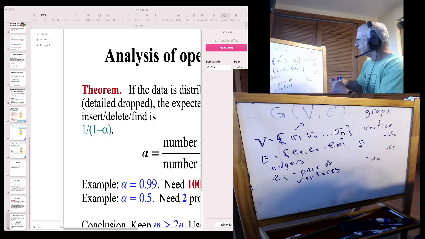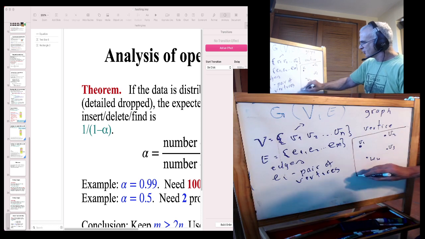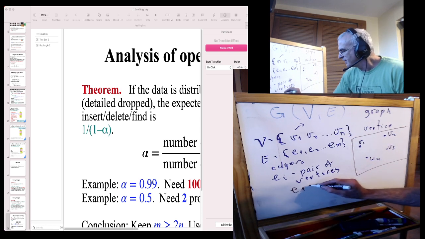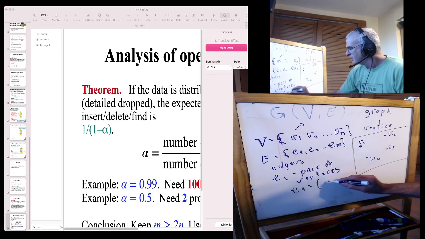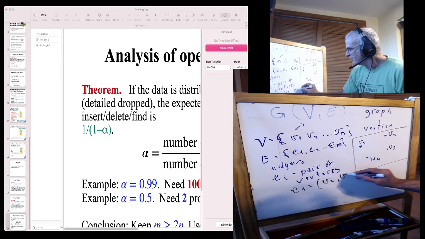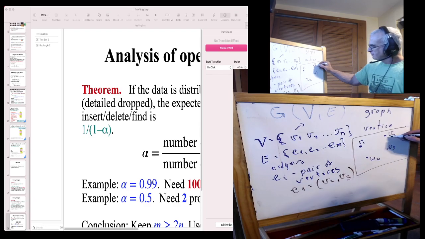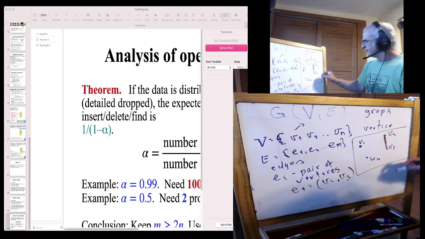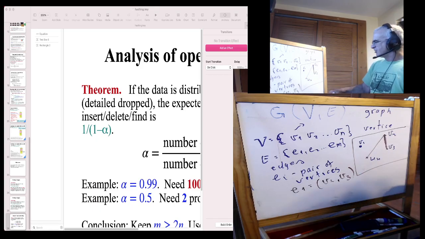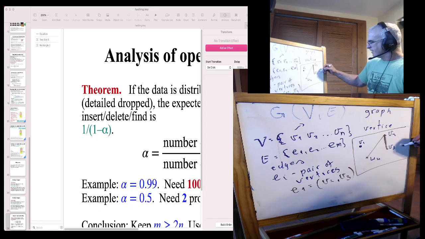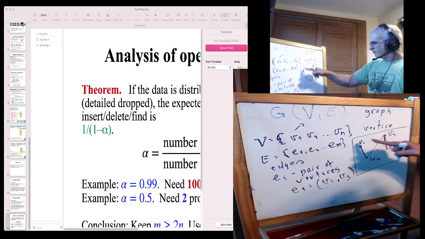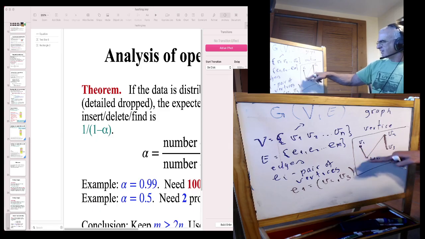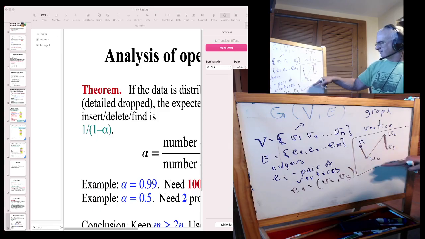If this graph is the graph of the social network of Facebook, I can say that E1 is the pair V2, V3. Meaning they are Facebook friends. Another edge V2, V4, another edge V1, V4. And since they are friends, it's mutual, so there is no direction to this edge.